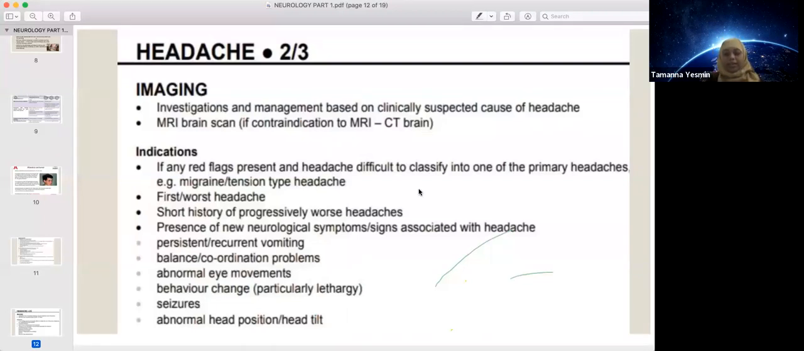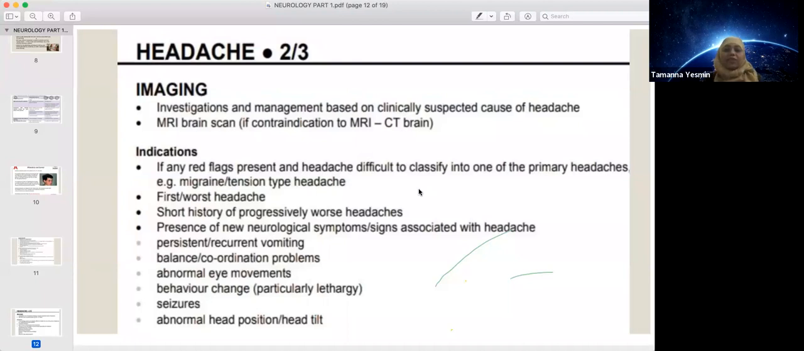But migraine, this is a primary headache. Migraine, tension type headache, cluster headache, these are called primary headache. In these cases, we never do CT scan. Okay. Next, first and worst headache.